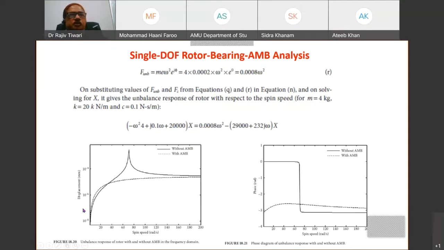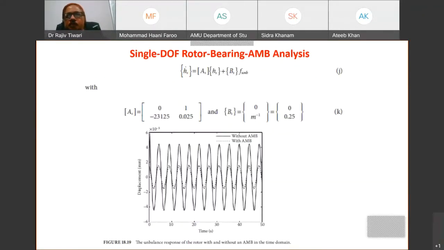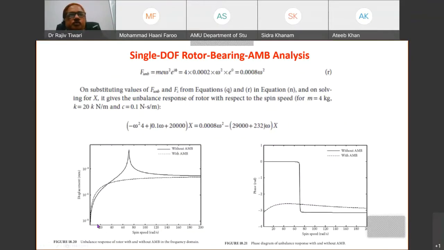Here this is the displacement amplitude versus speed. Here is the phase of the rotor with the spin speed. Generally when there is a resonance, we have a phase change of around pi, so 3.14 radians. Wherever the resonance is there, that change is there. The solid line is without AMB, dashed is with AMB. There's no drastic change in the phase because the resonance is getting eliminated here. So these are the typical two plots, one the time domain plot and the other the frequency domain plot. This gives a better spectrum of the plot, in which, as we increase the speed, the resonance amplitudes get suppressed.